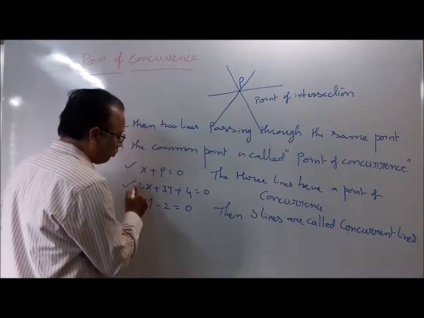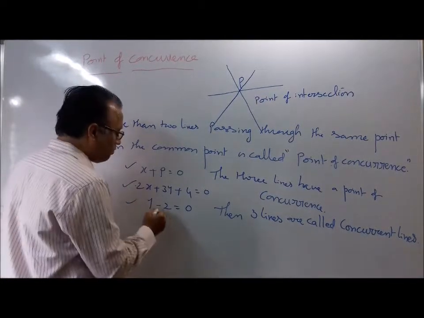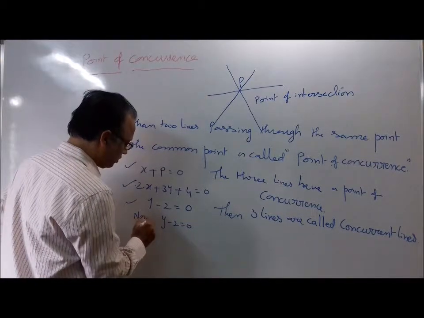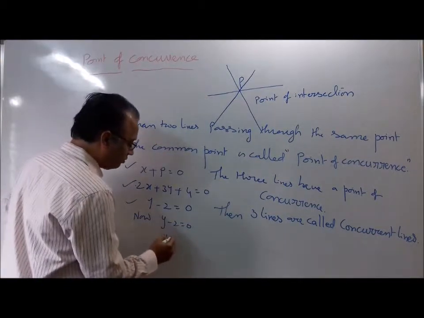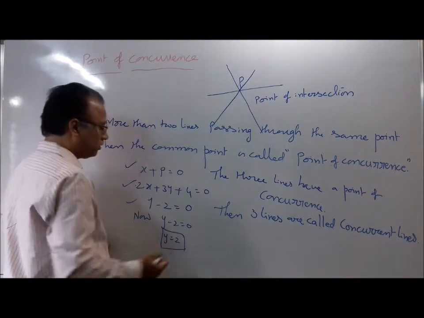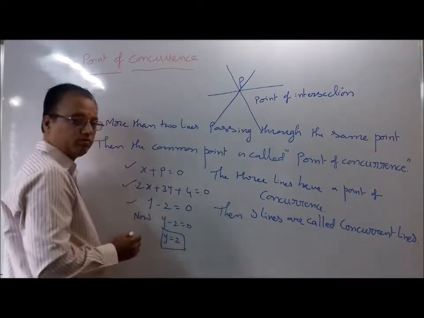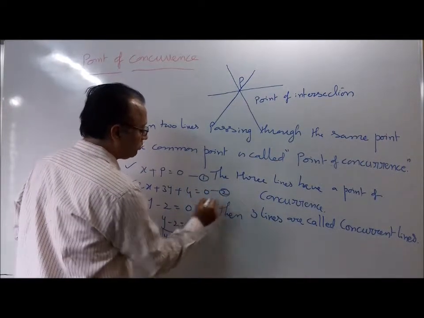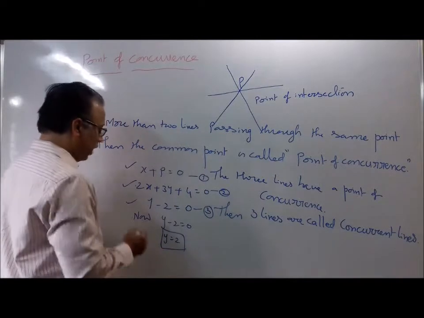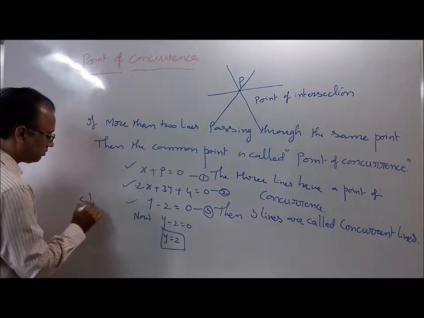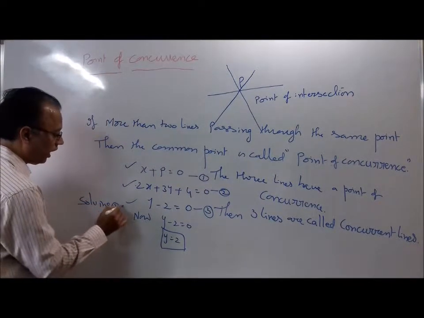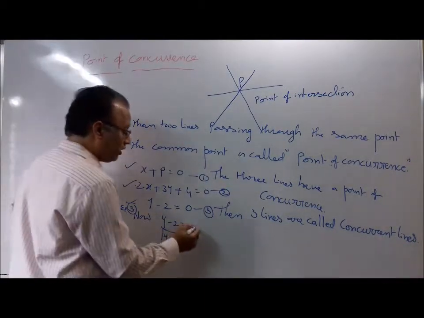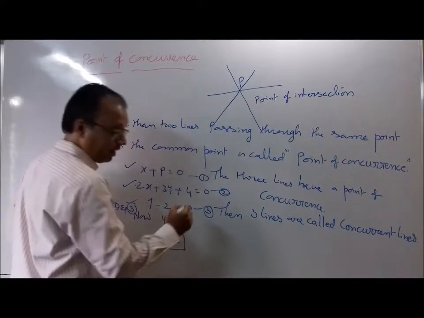First these two we saw. Y minus 2 equal to 0 we take. So y is equal to 2. Now substitute this here. I am solving 2 and 3. So y is equal to 2 I got.